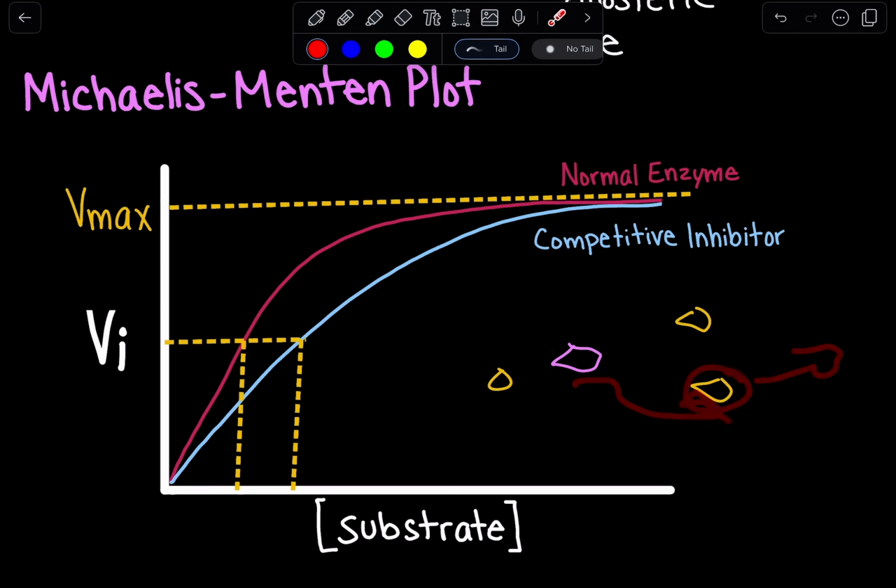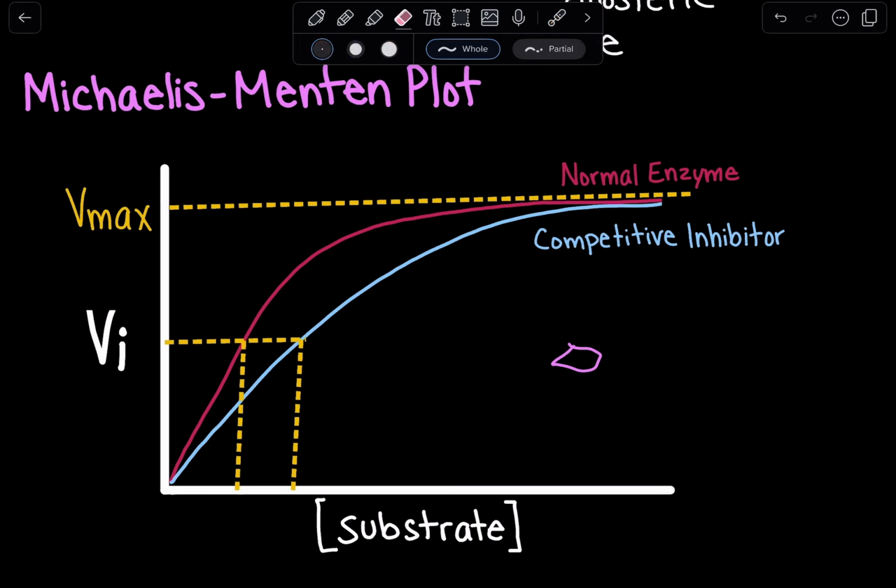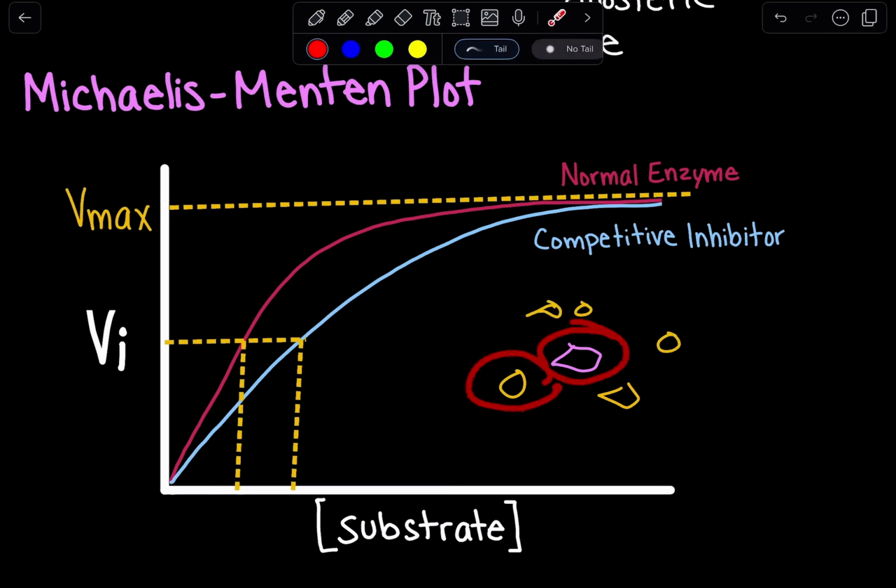But at high substrate concentrations, we are able to reduce that diffusion time, because by the time this enzyme converts this substrate into product, another substrate will reach that enzyme and it will convert it into product. And by the time this is done, another substrate will reach. So at high substrate concentrations, we are able to reduce the diffusion time of the enzyme and the substrate reaching each other. So at this point, we say that the enzyme is saturated with substrate.